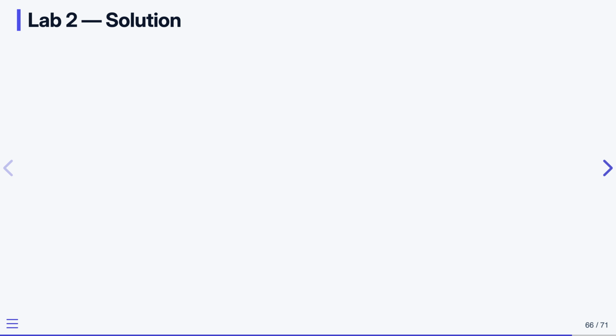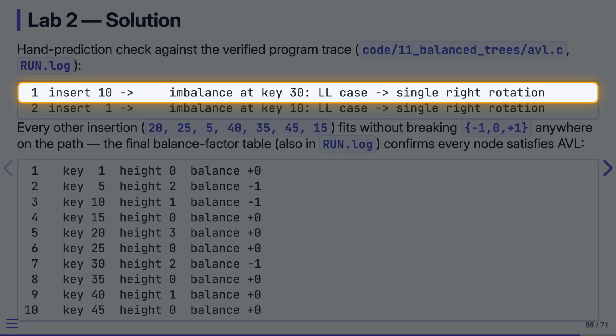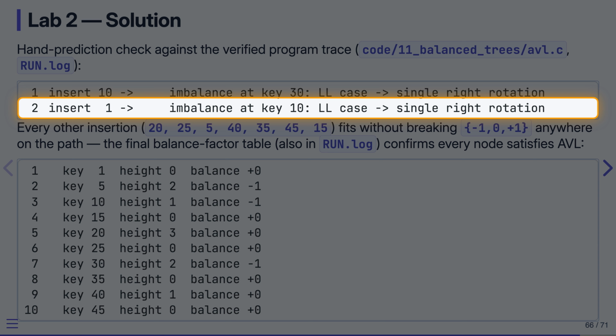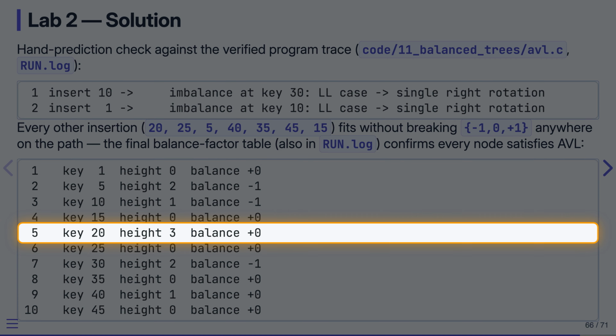Let's check the answer. Only 2 inserts cause a rotation. Inserting 10 breaks balance at key 30. That is an LL case, fixed by a single right rotation. Inserting 1 breaks balance at key 10. Again an LL case, again a single right rotation. The final table confirms it.